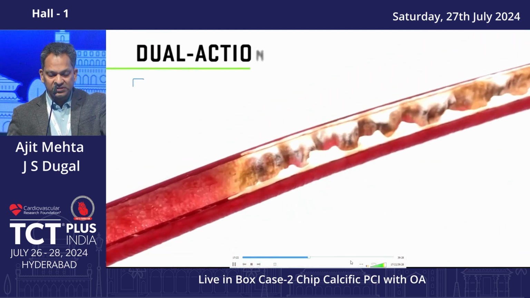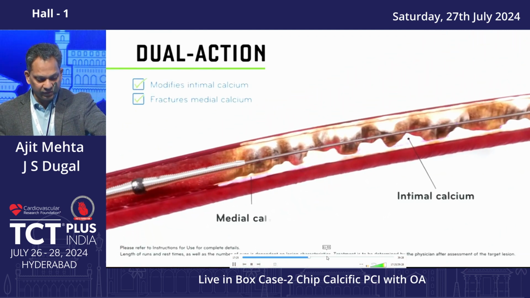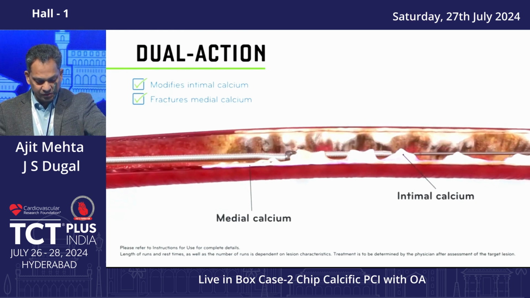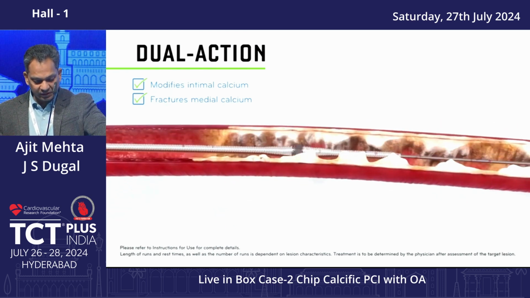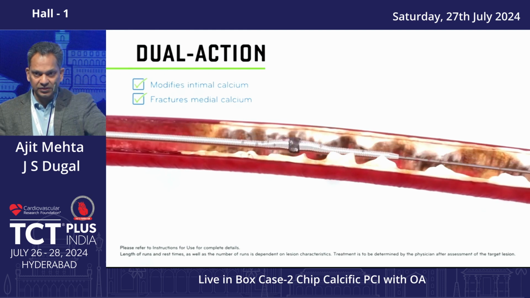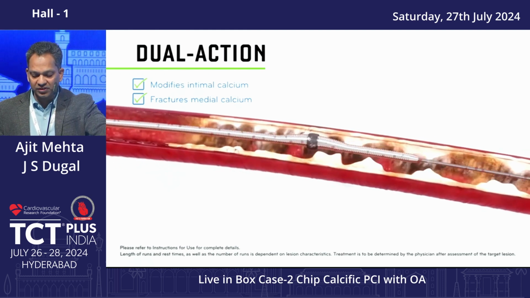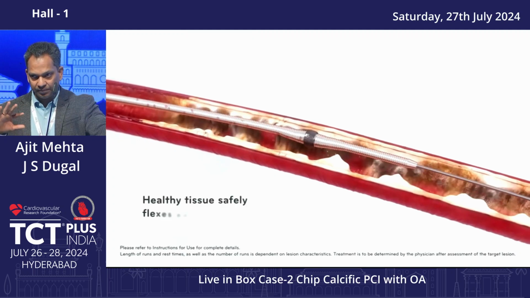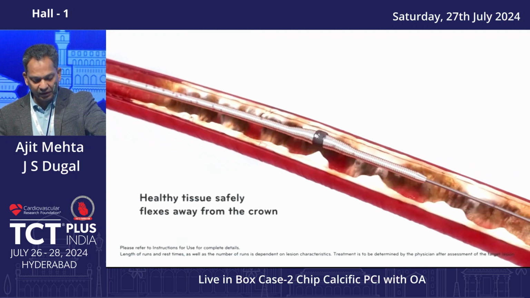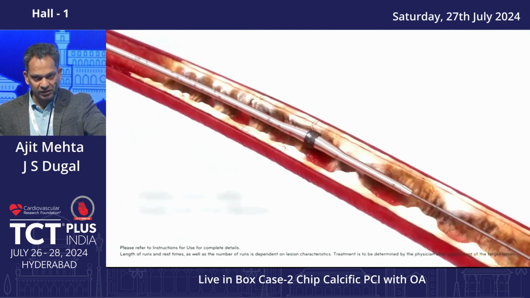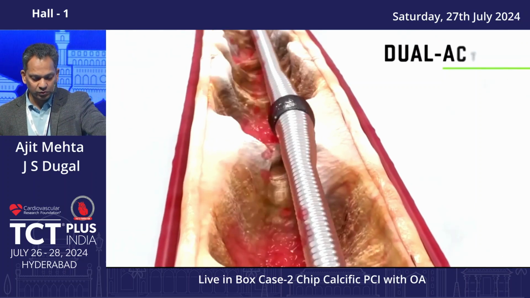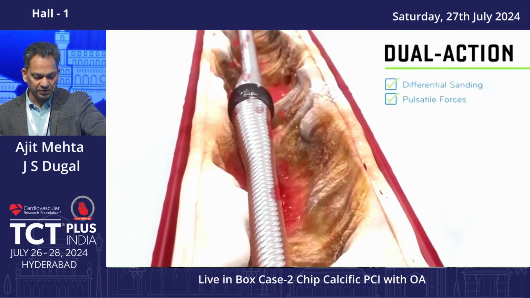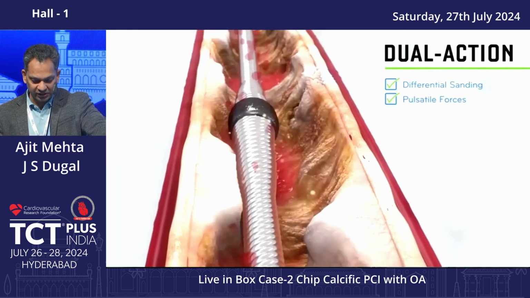So this is how orbital works. It modifies intimal as well as medial calcium, and fractures medial calcium because it orbits around the vessel. There is a technique called differential sanding. It ablates the hard calcific material in arteries more than healthy tissue, which gets deflected. So this is what we call differential sanding. Pulsatile force has much more effect on deeper as well as superficial calcium.